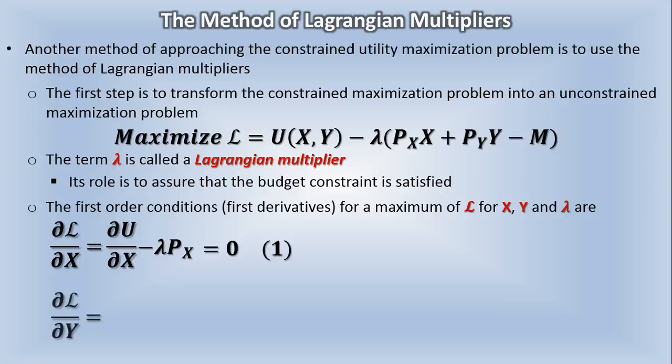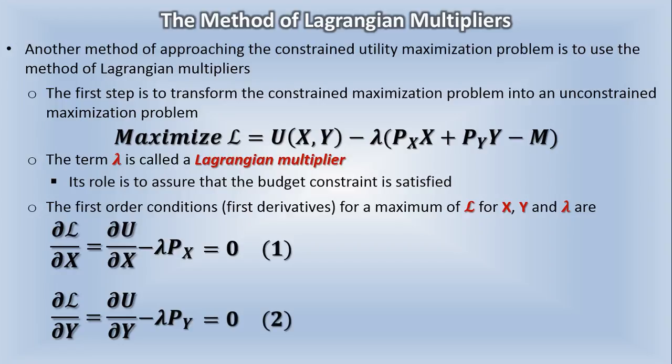The second one is the partial of this Lagrangian multiplier expression with respect to y. So you've got the derivative of this with respect to y, which is the marginal utility of u with respect to y, partial u over partial y, minus the only term here with y, which is negative lambda py y. So the derivative of that is going to equal what? Negative lambda py. Negative lambda py, set that equal to 0. That's our second first order condition.